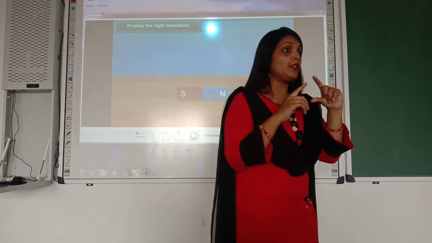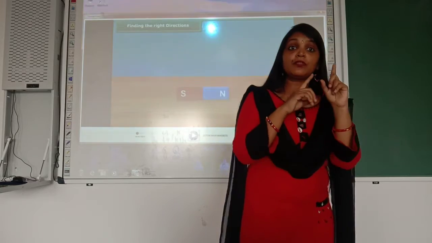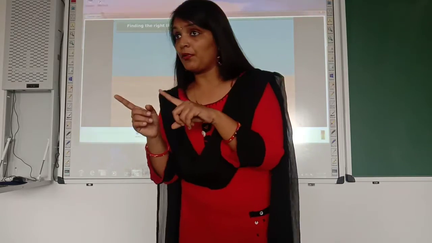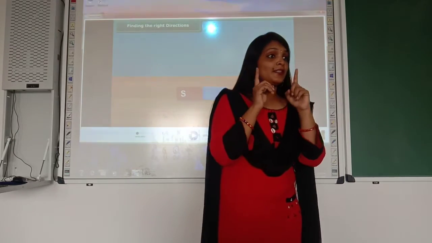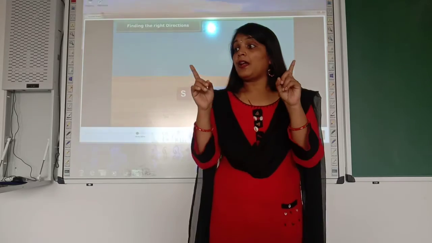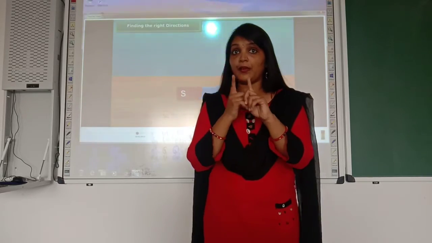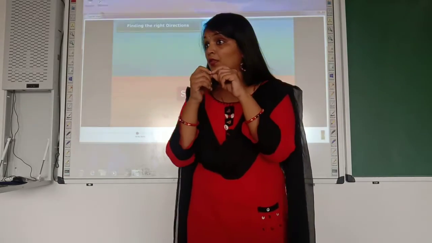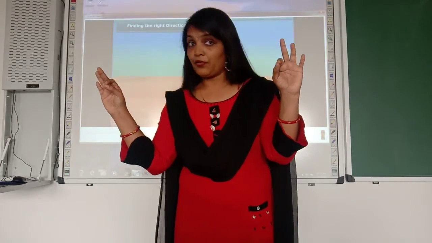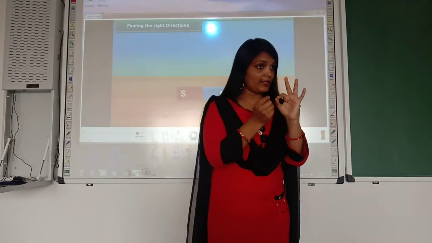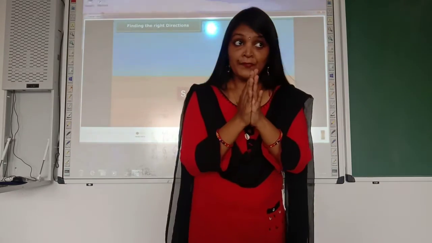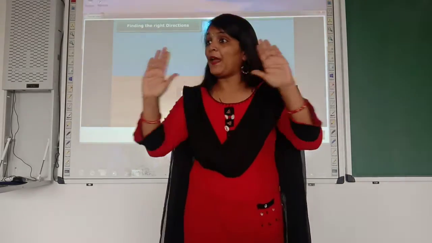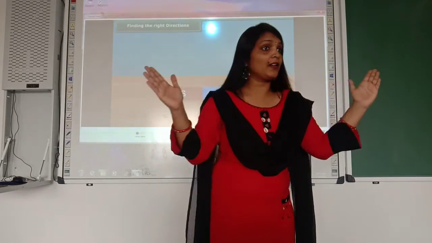Secondly, we can find out with the help of another magnet. With the help of a second magnet also we can find out which is the north pole and which is the south pole. How? Because the same poles repel each other and opposite poles attract each other. Same pole means if you bring the north and north pole of both magnets together, what will happen? They will move apart from each other. But if you bring the south and north pole together, what will happen? They will attract. That means opposite poles attract each other and same poles repel each other. Repel, what is the meaning of repel? To push apart. Okay?